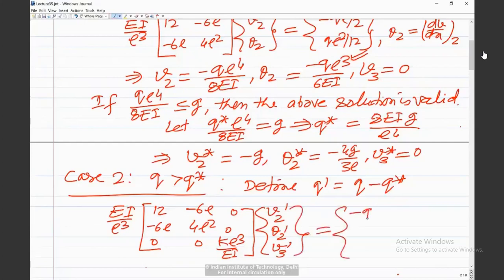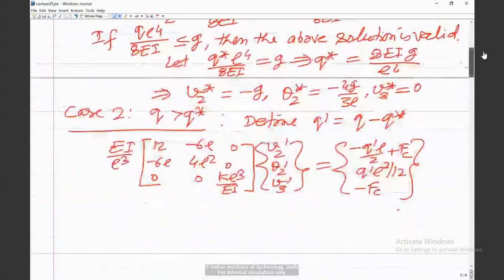So we have the distributed load minus QL dash upon 2 plus the contact force at node 2, which would act in the upward direction, so plus FC, and then Q dash L square by 12 corresponding to the theta degree of freedom. At node 3 the load is going to be downwards, in the negative direction of V3, so minus FC. So this is going to be the equation here.